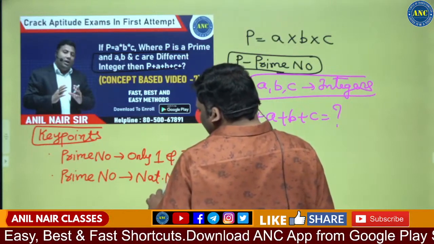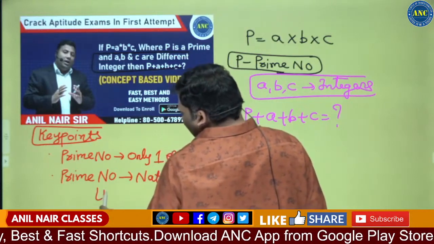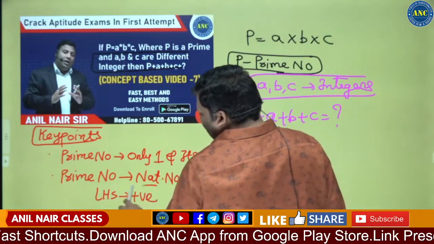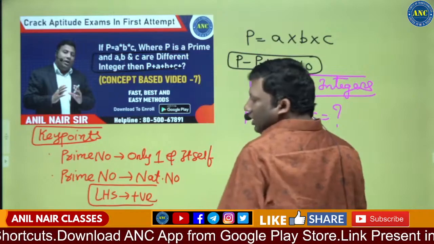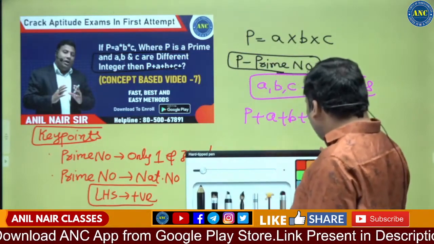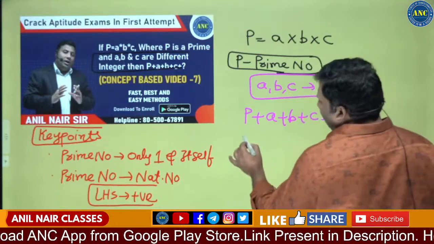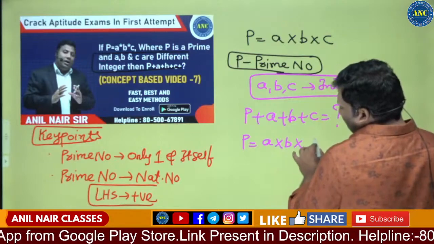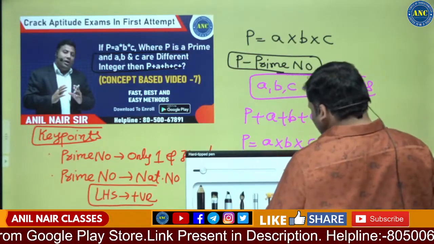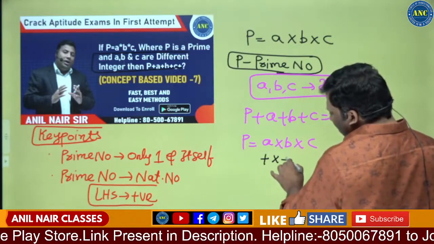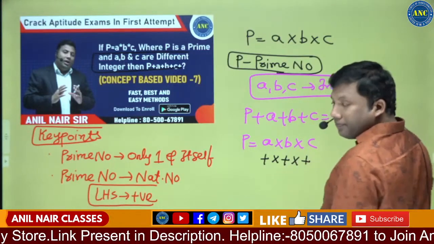That means the left hand side should be positive. If the left hand side is positive, the right hand side should also be positive. So P is equivalent to A into B into C, left hand side positive, right hand side should be positive: positive into positive into positive.